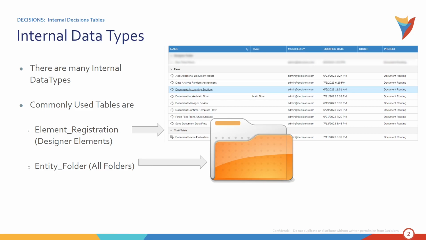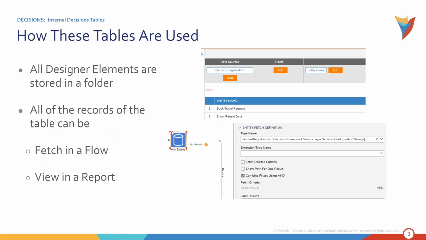A great example of this is rule sets. If you do a conditional rule set and you put a rule set underneath another rule set, you're essentially just creating a folder that's of the rule set type behavior. That's essentially what it is. So that's why the entity folder data structure is very paramount to understand because literally everything's a folder in decisions, almost everything. All right. Now that we talked about that a little bit more, how are these tables used?